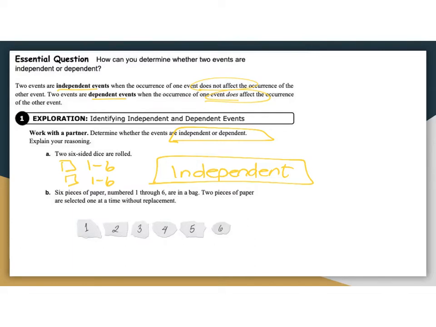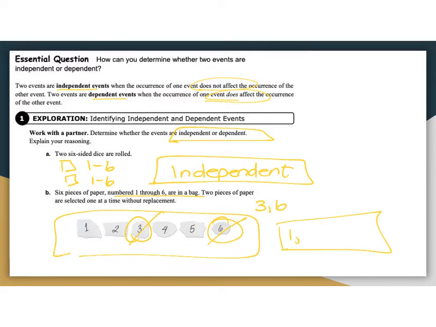On letter B, 6 pieces of paper numbered 1 through 6 are in a bag. 2 pieces of paper are selected one at a time without replacement. So let's say you have a bag and you take out 2 pieces of paper. Let's say you take out the 3 and the 6. So your second bag only has 1, 2, 4, and 5 in it. Do you notice how if you pull a number out of the second bag, that will be different than the first one? So when you do not replace something, that does change the conditions. So this becomes a dependent event.